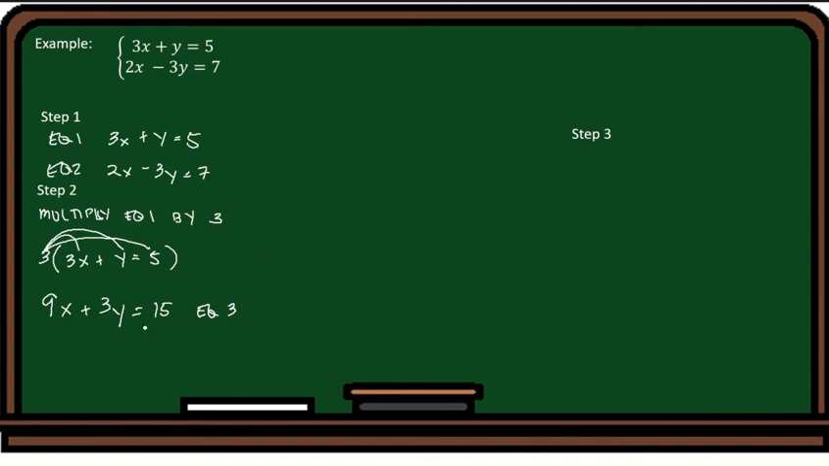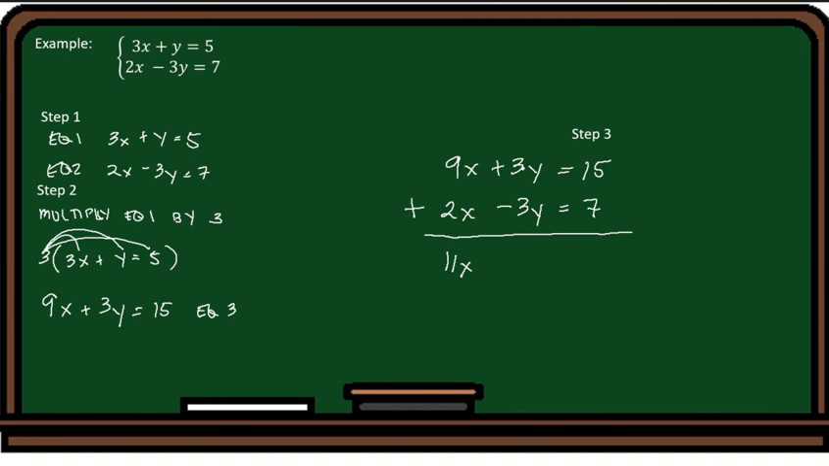So itong equation 3, pwede na natin siyang gamitin sa step 3, which is adding the resulting equation to the other original equation. So we have now equation 3, 9x plus 3y equals 15. I-add daw natin siya dun sa other equation, which is 2x minus 3y equals 7. As you observe, yan, we already have this variable. So 9x plus 2x, that is 11x.